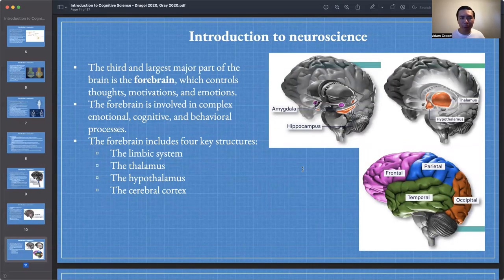And the third largest part of the brain is the forebrain, which controls thoughts, motivations, and emotions. The forebrain is involved in complex emotional, cognitive, and behavioral processes. The forebrain includes four key structures: the limbic system, the thalamus, the hypothalamus, and the cerebral cortex. And we'll talk about each one in turn.